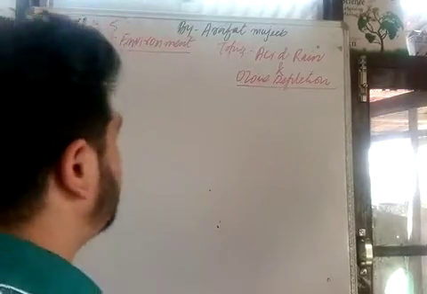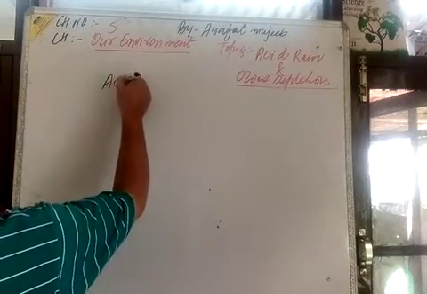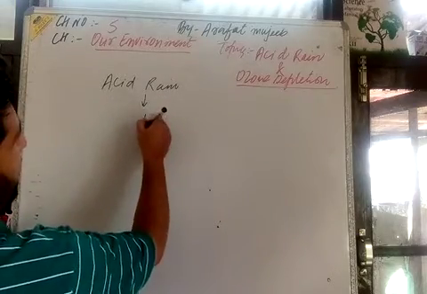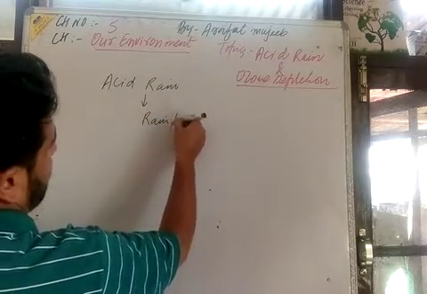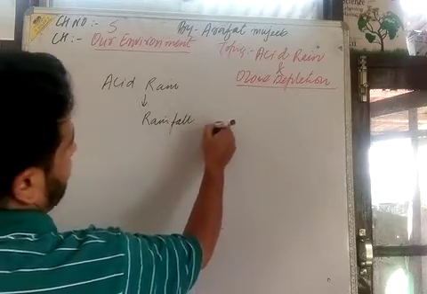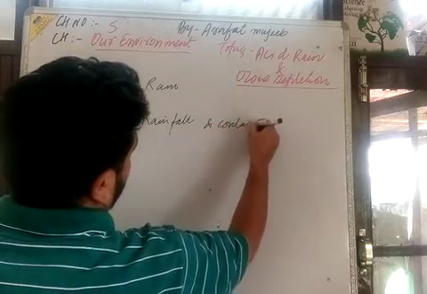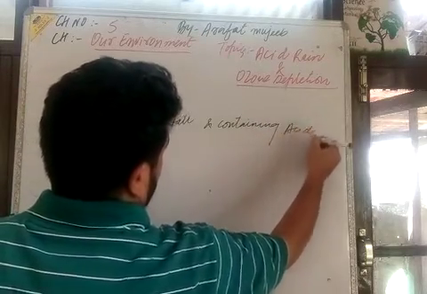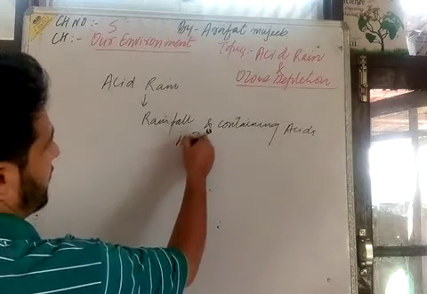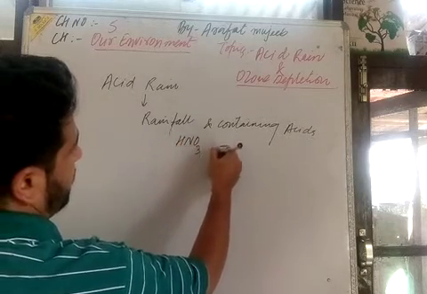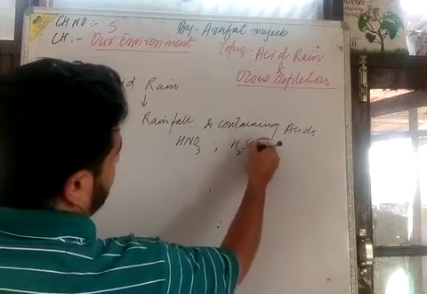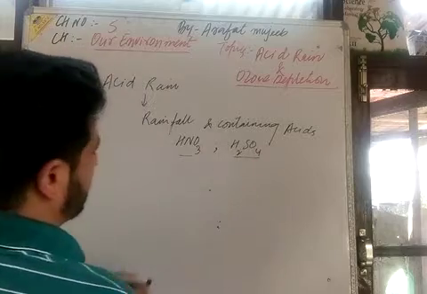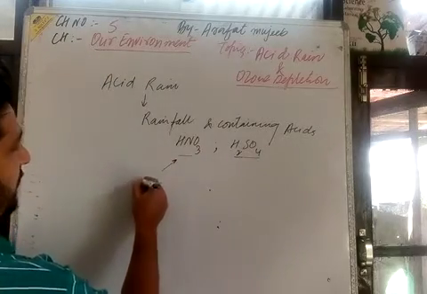Now our topic is acid rain. How does acid rain take place? What is acid rain? Whenever there is rainfall, as a precipitation, and it contains acids, what acids usually? It contains nitric acid and sulfuric acid. In acid rain, these are the following acids.